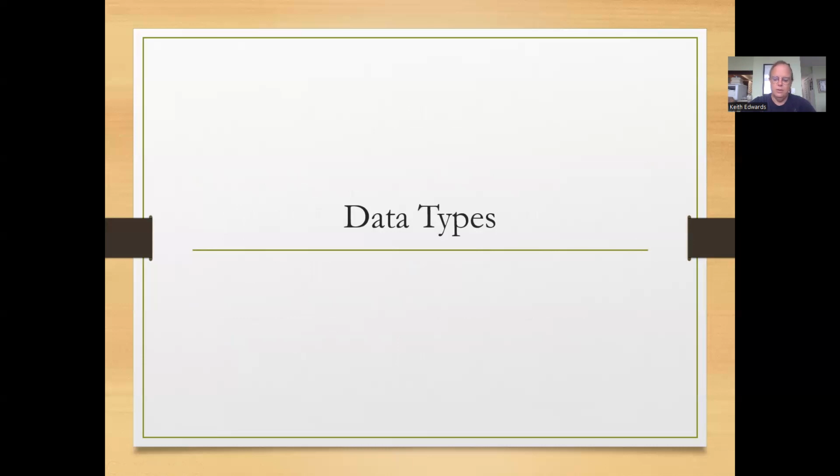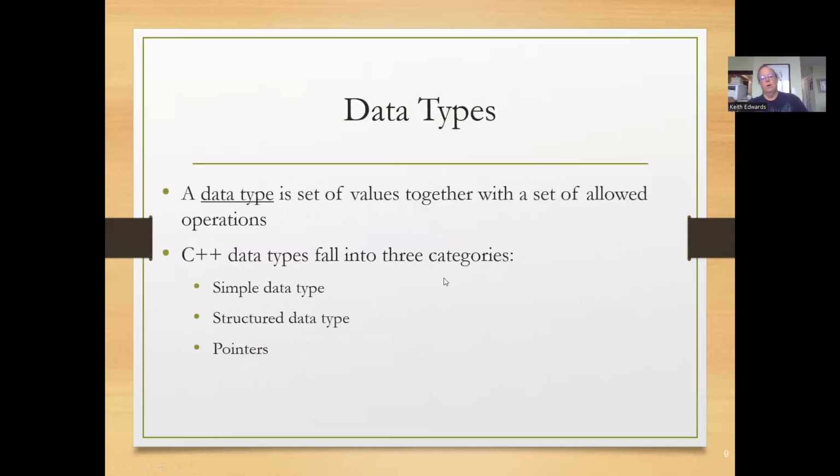Data types: these are the types that data can take on, or the value along with the set of allowed operations for a particular piece of data, and they fall into three categories. There's simple, structured, and pointers.